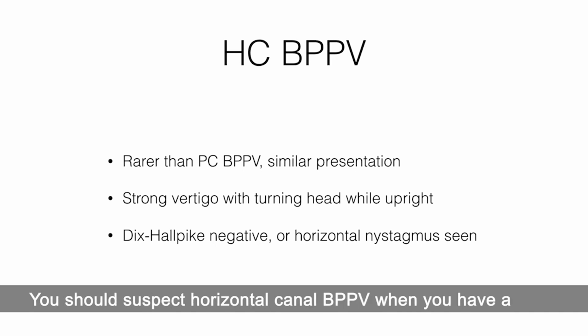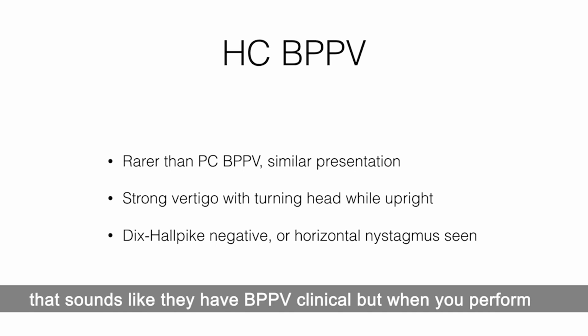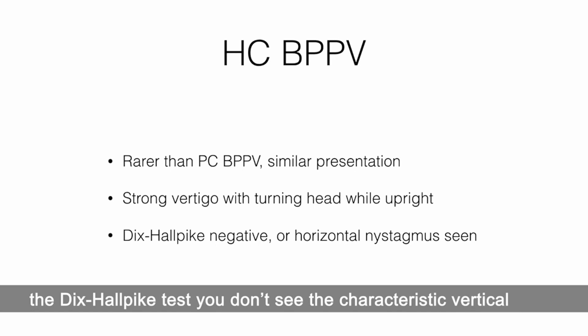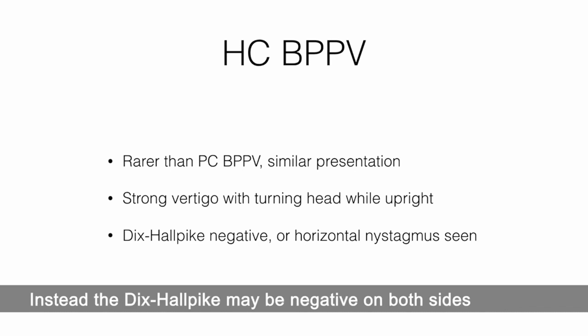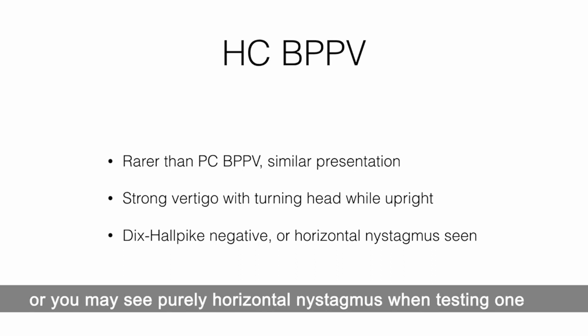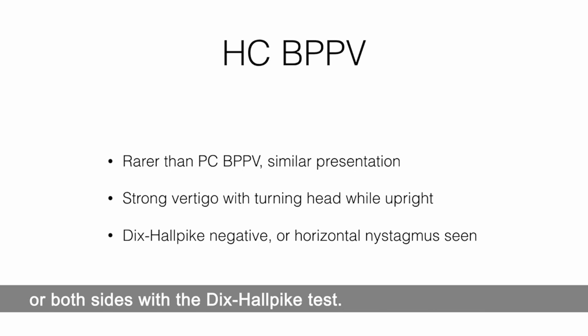You should suspect horizontal canal BPPV when you have a patient that sounds like they have BPPV clinically, but when you perform the Dix-Hallpike test, you don't see the characteristic vertical, upward, and rotatory nystagmus that is seen with posterior canal BPPV. Instead, the Dix-Hallpike test may be negative on both sides, or you may see purely horizontal nystagmus when testing one or both sides with the Dix-Hallpike test.